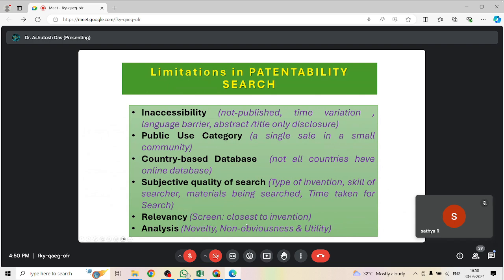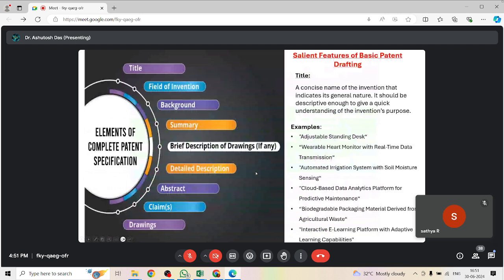Relevancy, the closest invention, how close it is. All these things are sometimes not so limited. Unless it's novelty also, you will not be able to find out. So there are some problems. But accepting this limitation, we have to continue anyway. Now we'll go to how to design and draft a patent. Now you understood the prior art search, a big process by itself. Then you have to go for how you write it.